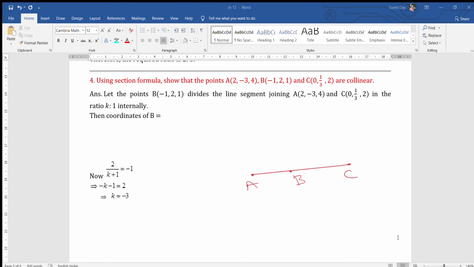We have to take the point B. Suppose this point B divides this line in some ratio, suppose k is to 1. Then we have to find the coordinate of B. After that, we'll compare the coordinate of B with the coordinate of C.